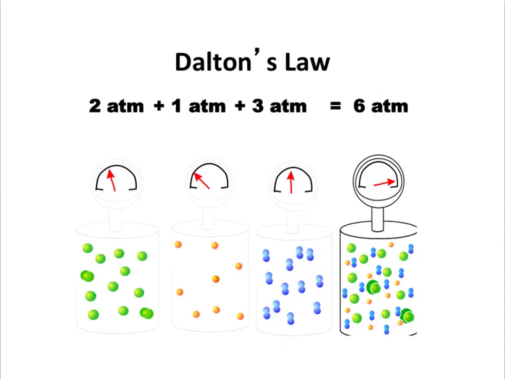As you can see from this example, if I took a gas that had a pressure of 2 atmospheres, mixed it with another gas that had a pressure of 1 atmosphere, and mixed it with another gas that had a pressure of 3 atmospheres, when I mix them all together, I add up the partial pressures and I get the new total pressure of the mixture of gases. So it's 2 plus 1 plus 3. That gas would have a new pressure of 6 atmospheres. All you do is add up the partial pressures of the individual gases and you get a new total pressure. That's Dalton's law.